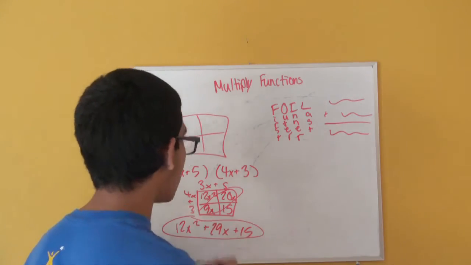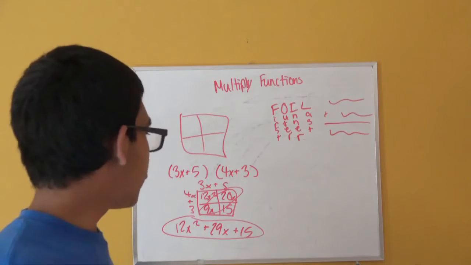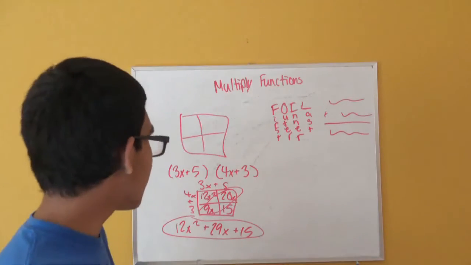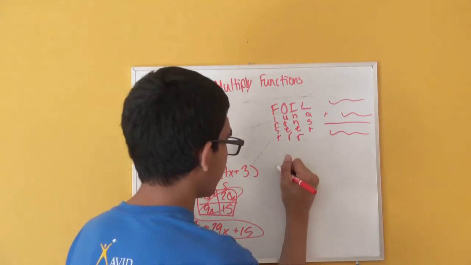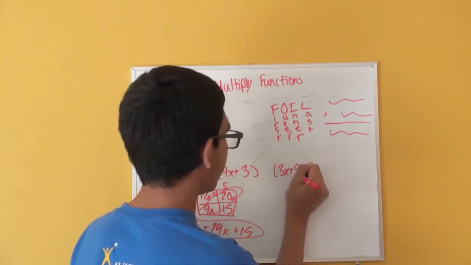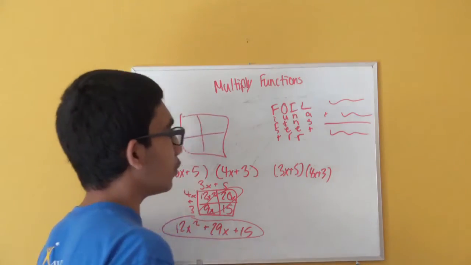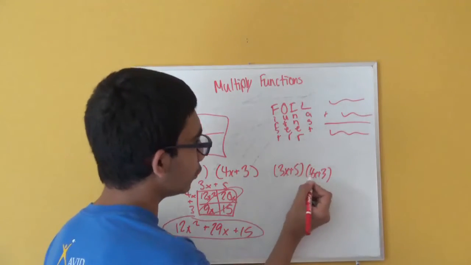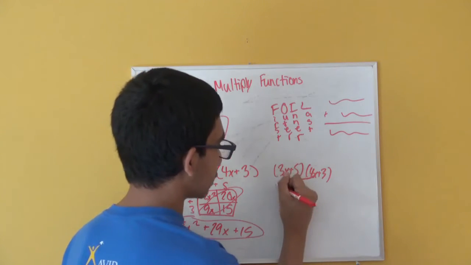We're going to use the same problem for every method, and we're going to see if we get the same answer, which is 12x squared plus 29x plus 15. So now we're going to use the FOIL method. So we write our two functions again. Now, when we use FOIL, it means we multiply. So the first few numbers in each parenthesis, 3x and 4x, that's 12x squared.